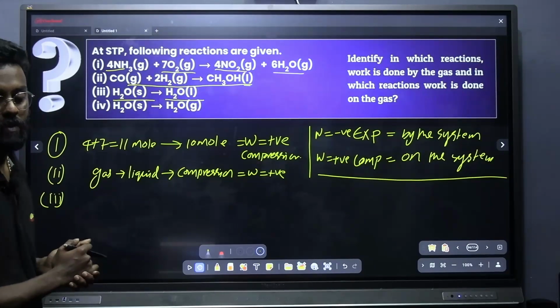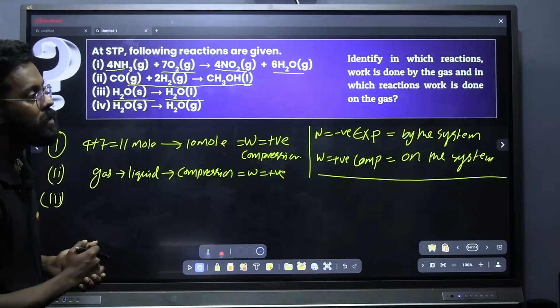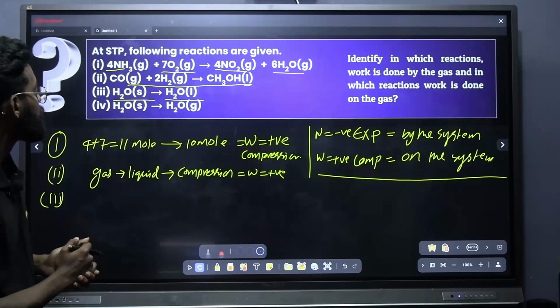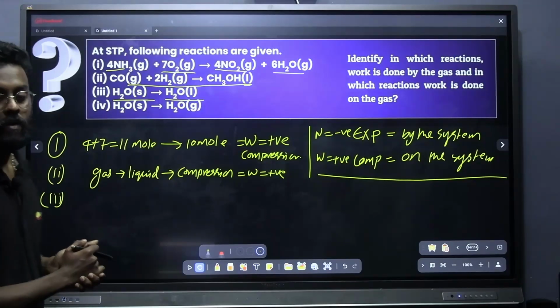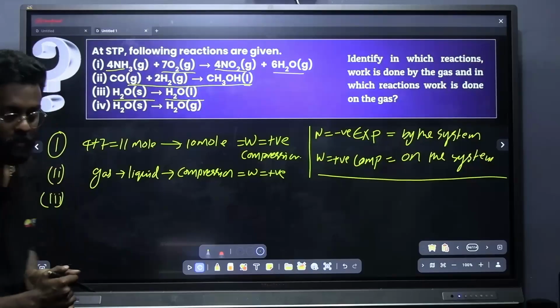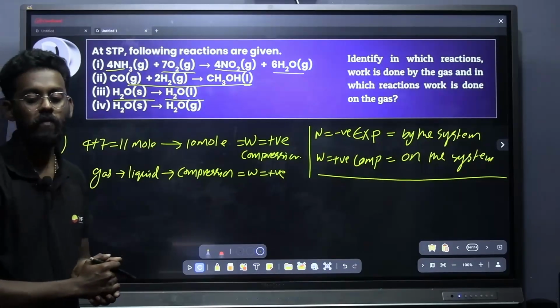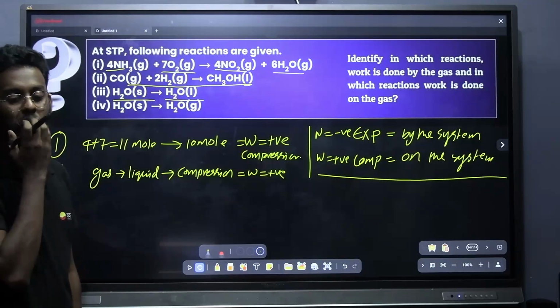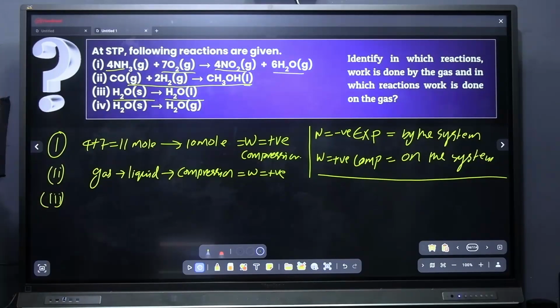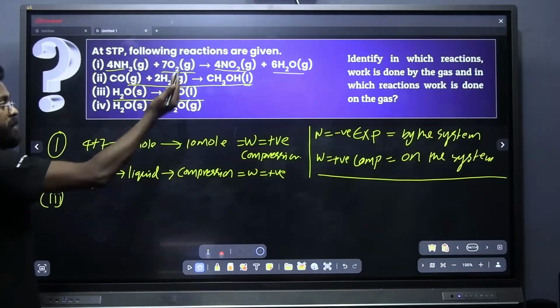That's my question. Volume is increasing. From where to where? Which has a higher volume, solid water or liquid water? Solid water or liquid water? Yes, solid. Very good. That's the point here. You will be thinking that solid to liquid will be expansion, but no.